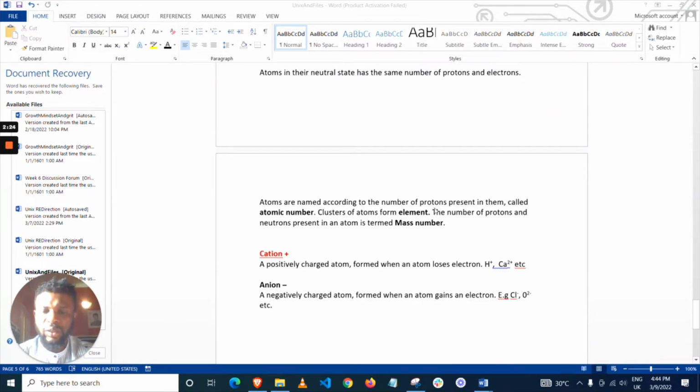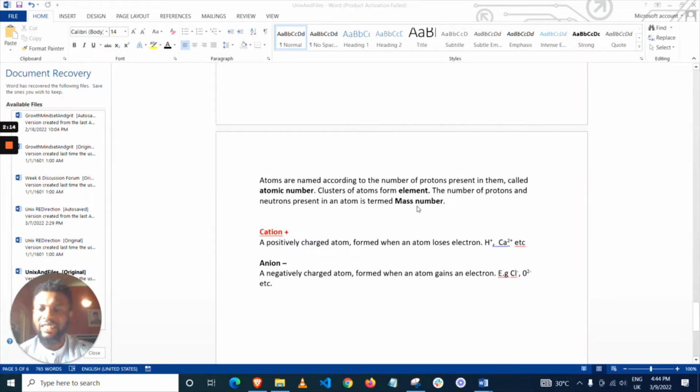So the number of protons present in an atom is called the atomic number. The atomic number is the number of protons present in an atom. Then we have what we call the mass number. The mass number is the number of protons and the number of neutrons present. If you look at this definition, there was no one telling us the number of electrons because it is implied. If you know the number of protons, you should also know the number of electrons. So if you're given the atomic number of an atom and you're given the mass number, you can tell us the amount of protons present, the amount of electrons present, and the amount of neutrons present.